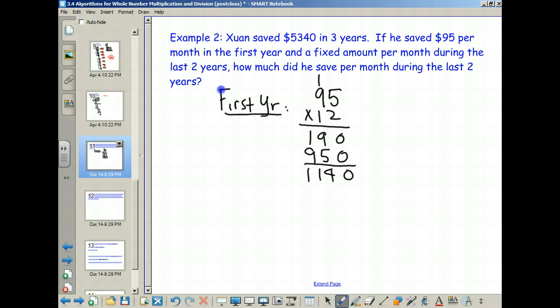Is it 1140 maybe? Yeah. Okay, sorry, I misheard. Yeah. Okay. So this is how much he saved his first year, correct? Now what? Sounds good. So the 5340 is what he saved in the total of the 3 years. I have 1140. And this is a really nice one. I don't even have to borrow to subtract this. What do you get? 4,200. Now what?